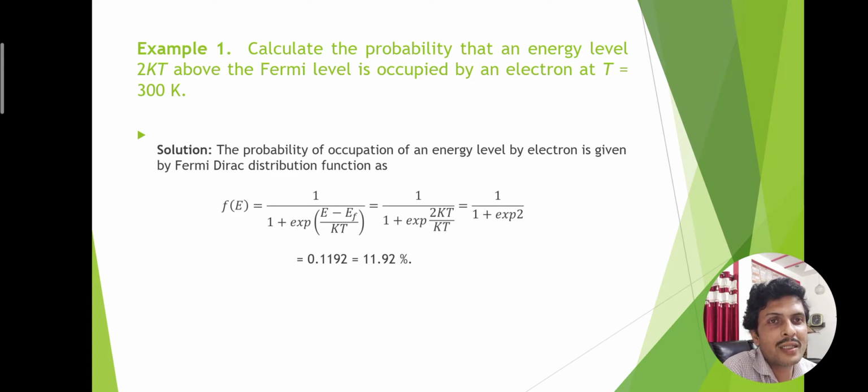So here E is equal to 2 times kT. Obviously the difference of E and EF is 2 times kT, and K is the Boltzmann constant and T is the ambient temperature. We don't need to calculate the product of K and T, because if we take the ratio 2 kT by kT, that gives us the cancellation of K and T, and therefore we are getting an easy expression of 1 by 1 plus exponential 2. So therefore we are getting the percentage as 11.92.